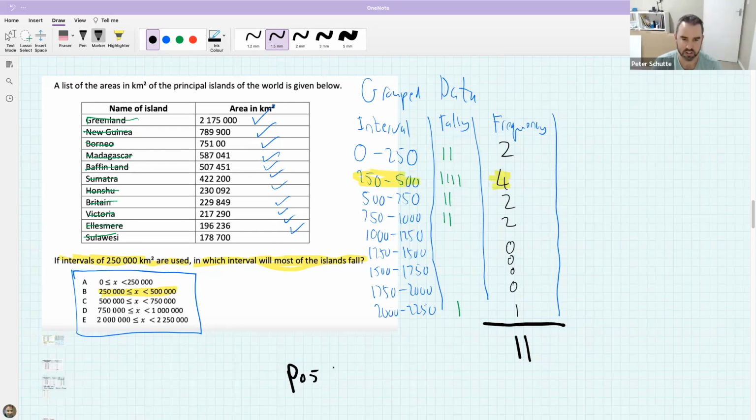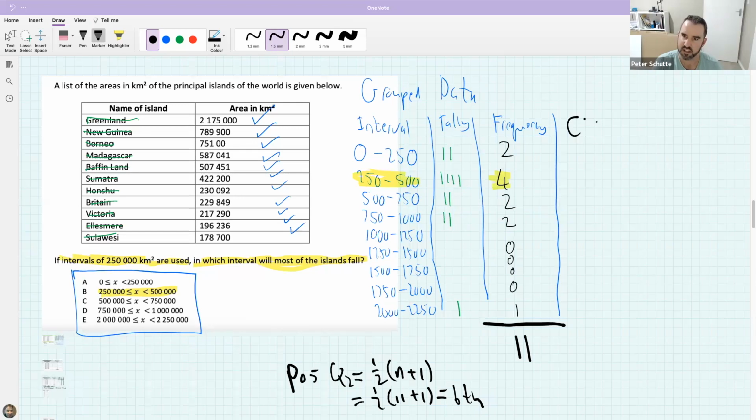Yes, the position of the median, the calculation we do is 1/2 times n plus 1. In this case, it would be 1/2 times 11 plus 1, which is 1/2 times 12. So it's the 6th position. Now, if you count from the very beginning, you can see that the 6th position will fall in this interval here, because 2 plus 4 is 6.